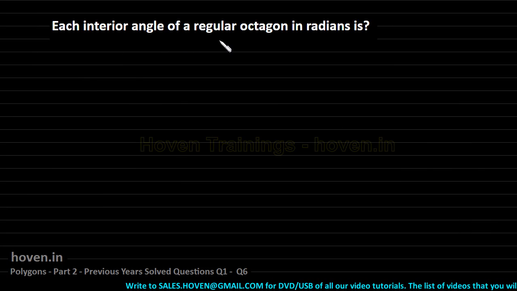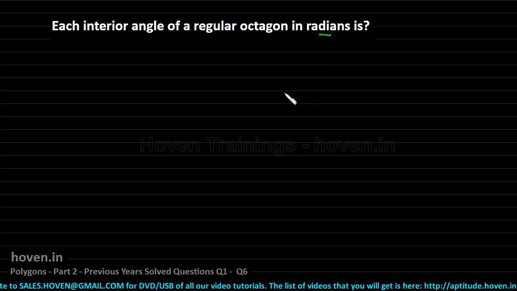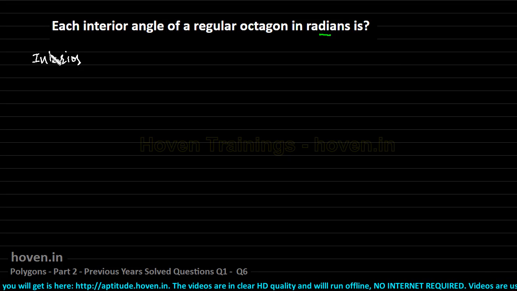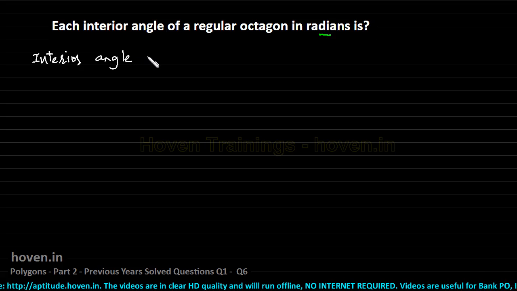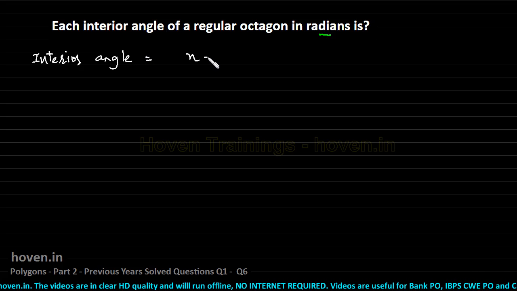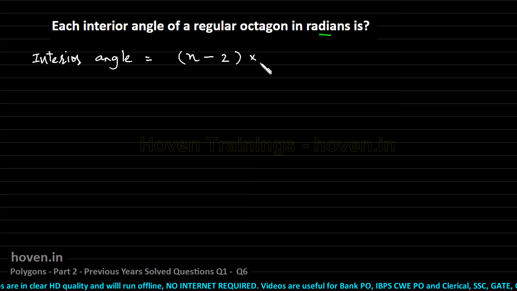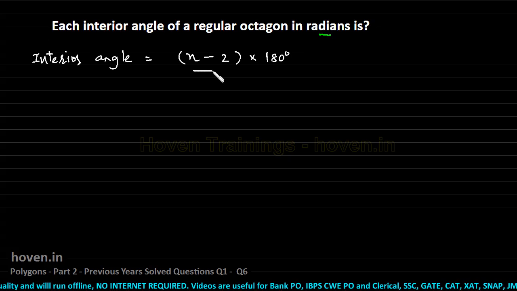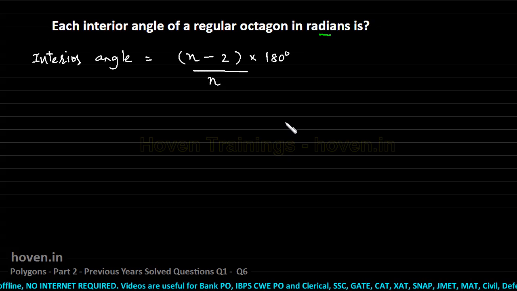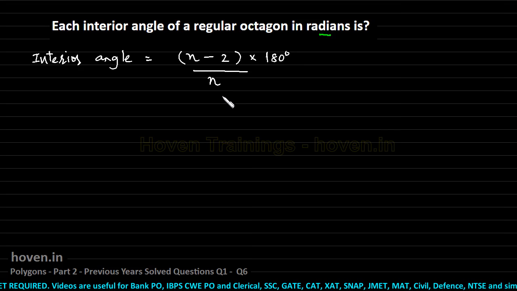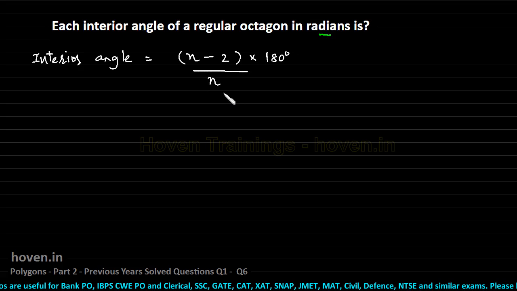Each interior angle of a regular octagon in radians is what? We have to answer the question in radians, not in degrees. Let us first of all write the formula for each interior angle of a regular polygon with n sides. So we will write interior angle is equal to n minus 2 into 180 degrees by n. This is the formula for the interior angle of a regular polygon of n sides.